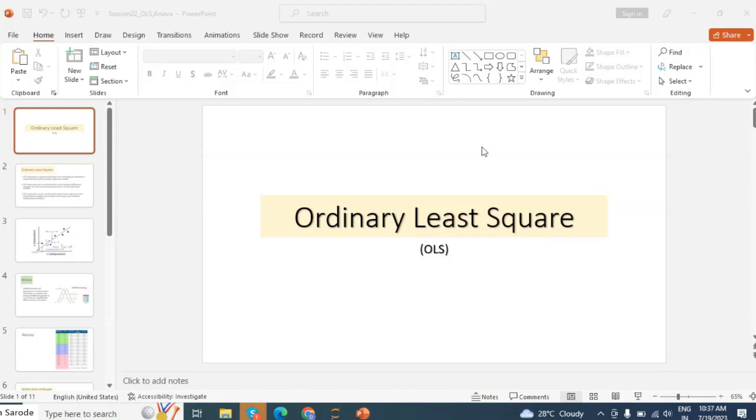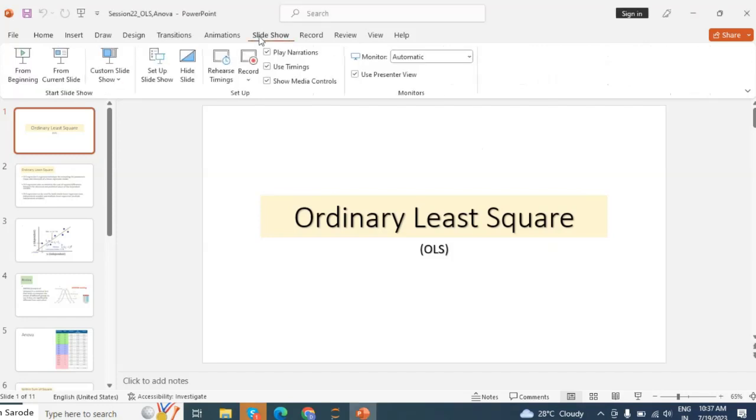So OLS is nothing but ordinary least square. Ordinary least square is also a technique of regression. It is a statistical technique for finding or building your linear regression model. Mostly we use OLS for feature selection. We can perform backward elimination with OLS, and also forward selection with OLS. So OLS is also a technique of fitting your model.